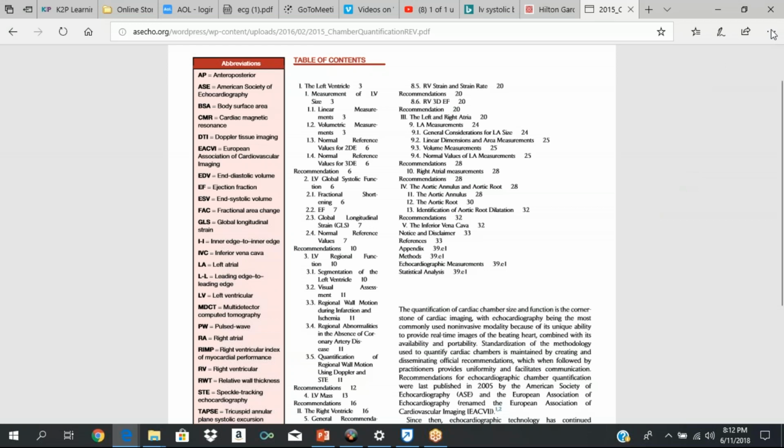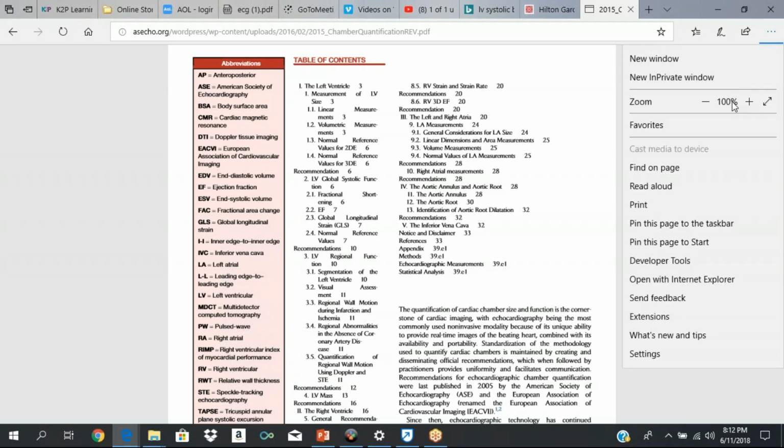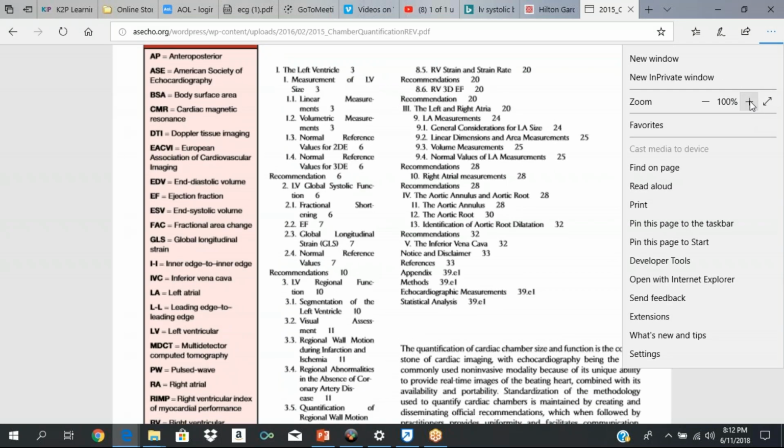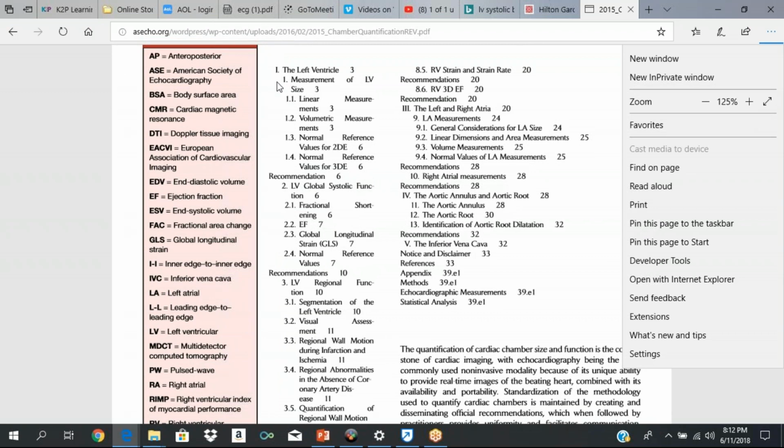Again, we're going to look at the evaluation of LV systolic function. Some of the things we're going to look at are how you do your measurements. As you can recall, we did some linear measurements, and we talked about some volumetric measurements.